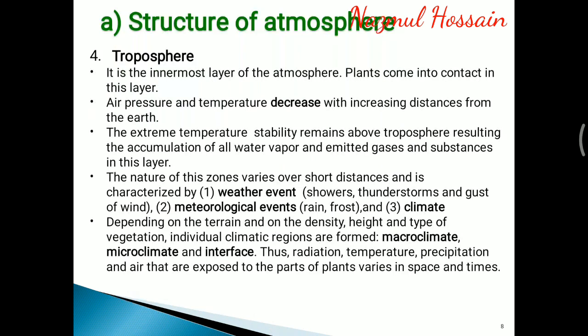meteorological event, climate. Depending on the terrain and on the density, height and type of vegetation, individual climate regions are found: macroclimate, microclimate, and interface. Thus, radiation, temperature, precipitation, and air that are exposed to the parts of the plants vary in space and time.